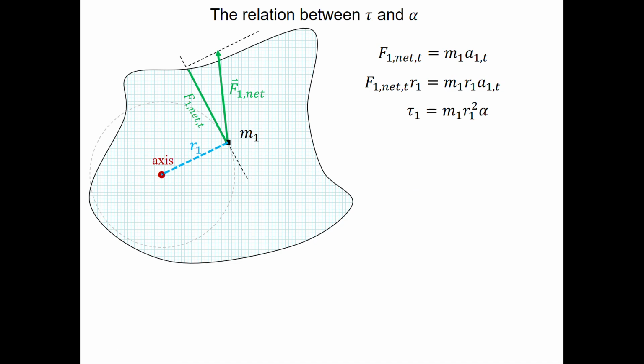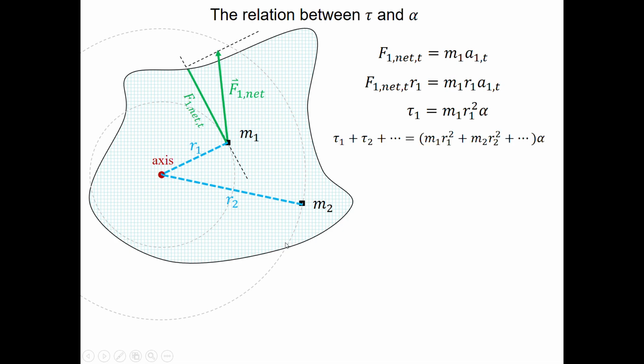Similarly, now to generalize to the entire object, I could find another bit of mass and call it M2. M2 is also moving on a circle, and we could find its net force and take its tangential component and so on. We could do that for all the little bits of mass in this whole thing. We get a relationship like this for M1 and M2 and M3, with 1s and 2s and 3s in it, all the way up to 1,000 maybe.